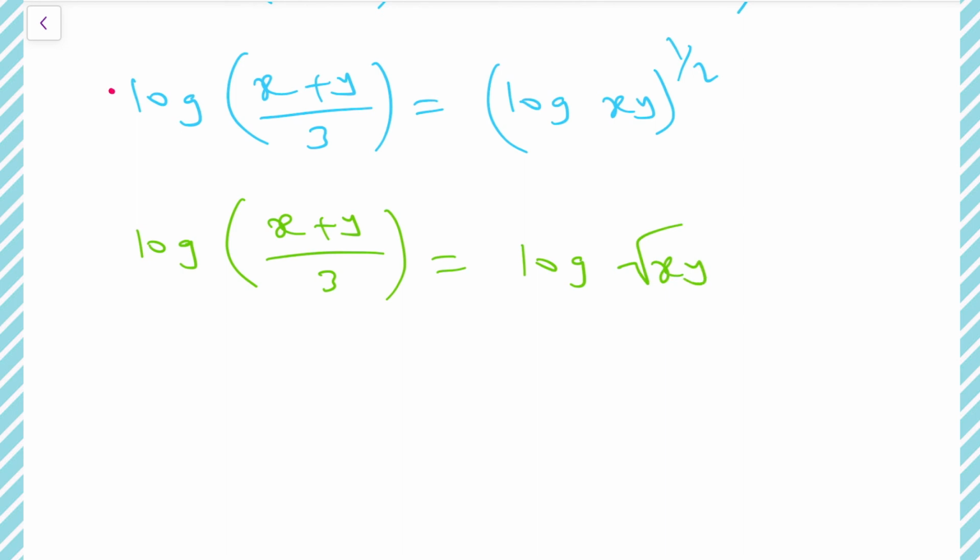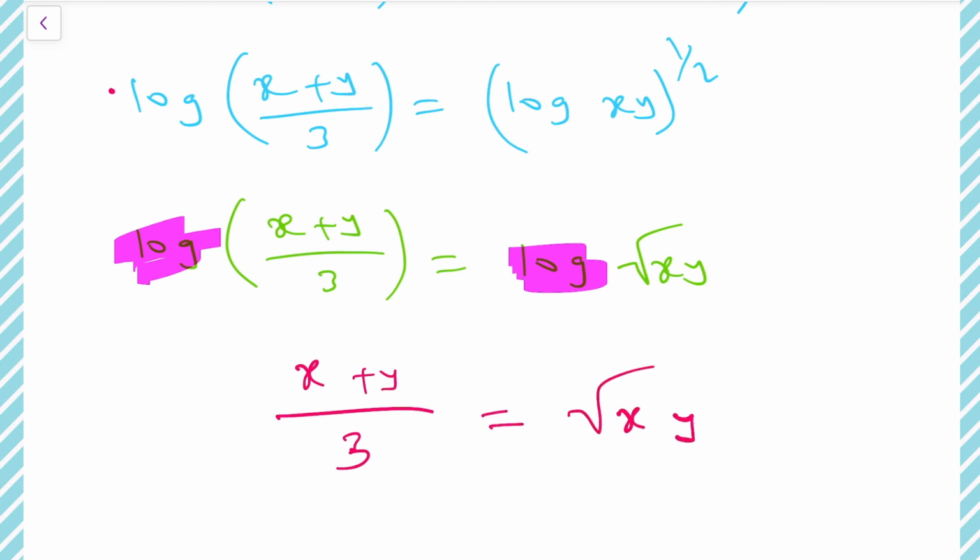Now on both sides, left side as well as right side, we can remove the log by comparison. So these logs will get removed. Now what do we remain with then? (x plus y)/3 equals under root xy.